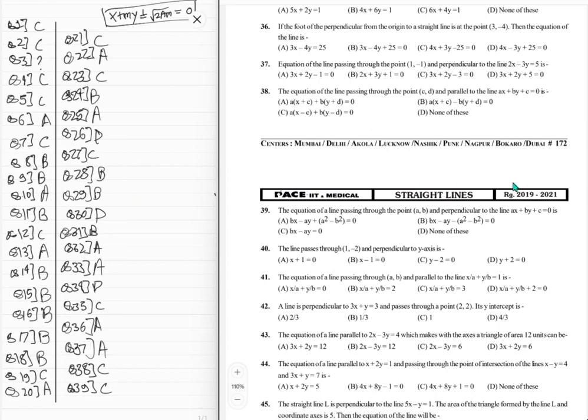I think so. Let's go to question number 40. What's question number 40? The line passes through this and is perpendicular to the y-axis. Okay, so perpendicular to the y-axis, that's just along the x-axis. So it's y equal to some constant, with x equal to 3. So it's y equal to minus 2 basically. There we go. Y plus 2 equal to 0. So 40b.